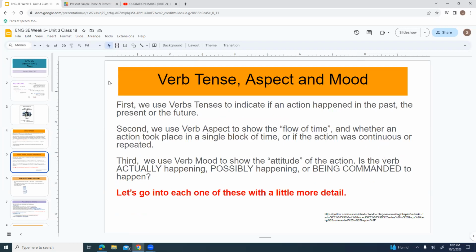So we use verb tenses to indicate if an action happened in the past, in the present, or the future. And then we use verb aspect to show the flow of time, whether an action took place in a single block of time, or if the action was continuous or repeated. And third, we use verb mood to show the attitude of the action. Is the verb actually happening? Is it possibly happening? Or is it being commanded to happen? So let's go into each of these with a little more detail.